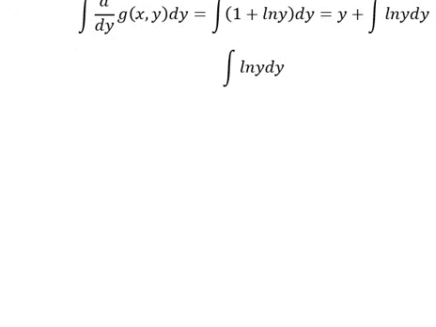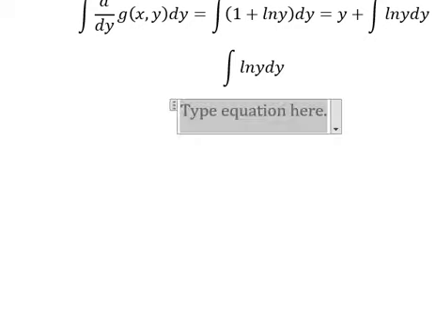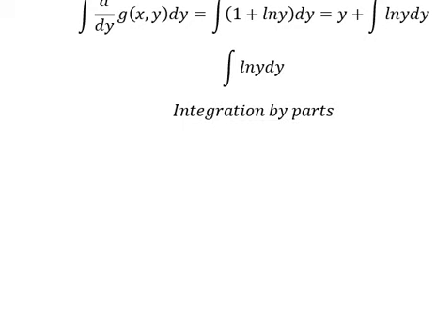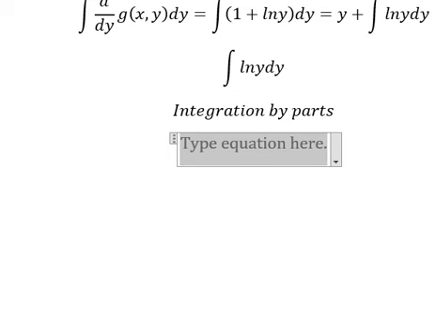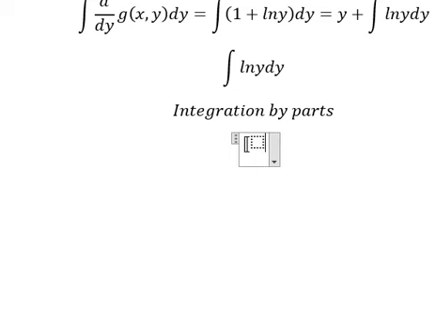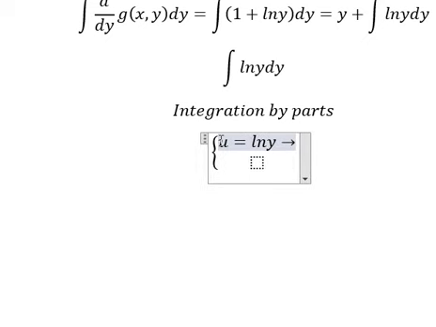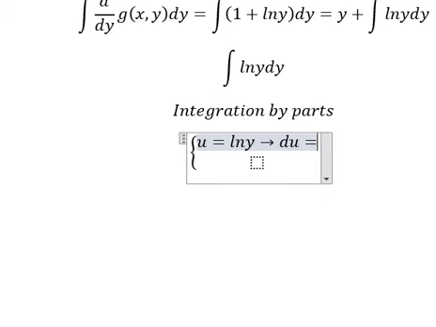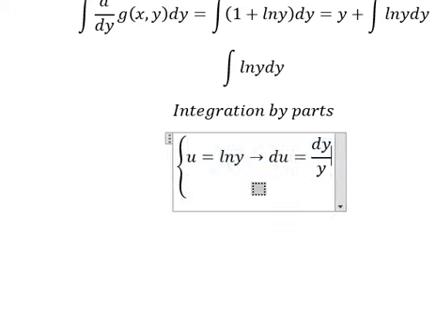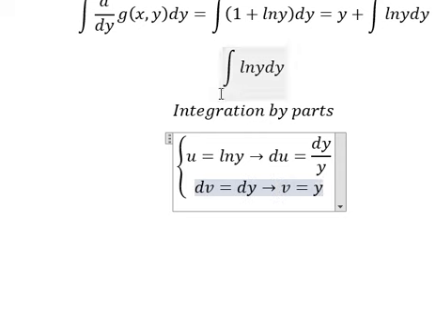So we need to use integration by parts. So I will put u equals to ln y. So if we do first the derivative for both sides, we have du equals to dy over y. dv, we have dy. The integration of this one, we have v equals to y.